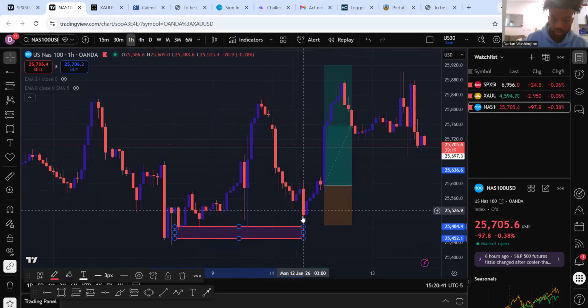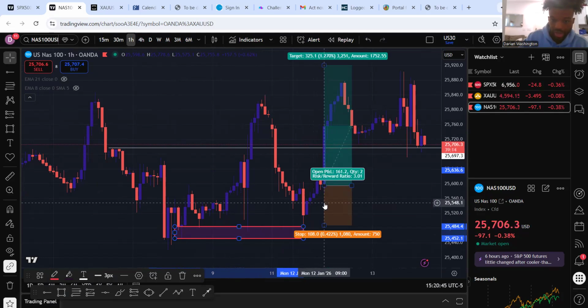Failed, higher low, and I decided to get my entry around 8 a.m. Eastern Standard Time or Central Standard Time, one or the other. I think it's 8 a.m. Eastern, 7 a.m. Central Time. But the way I have my TradingView set up, this is Eastern Standard Time, which is why it says 9 o'clock, because it'd be 8 o'clock Central Time. I got my entry right here.